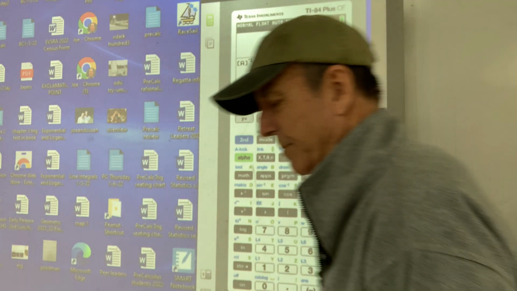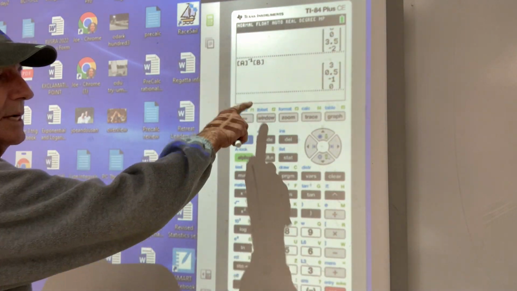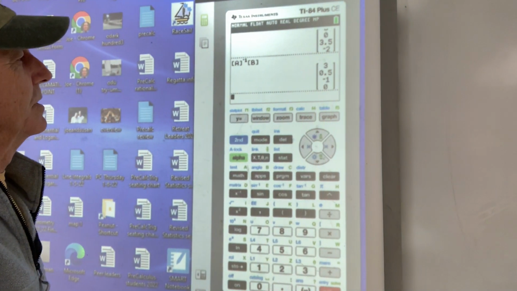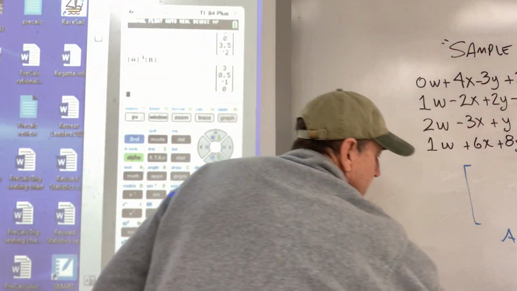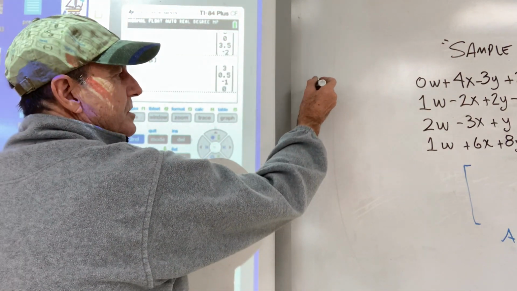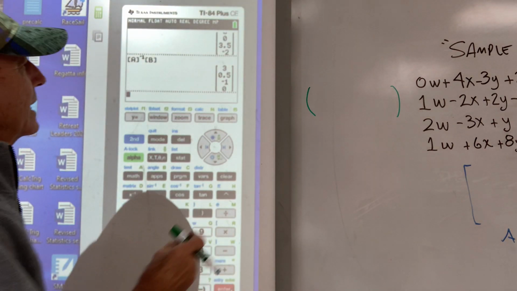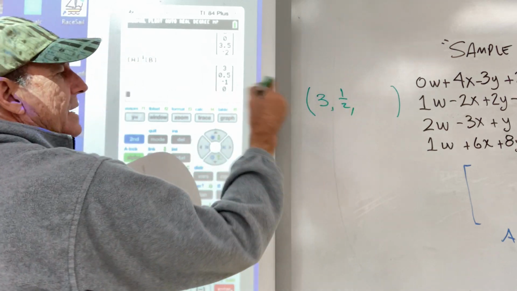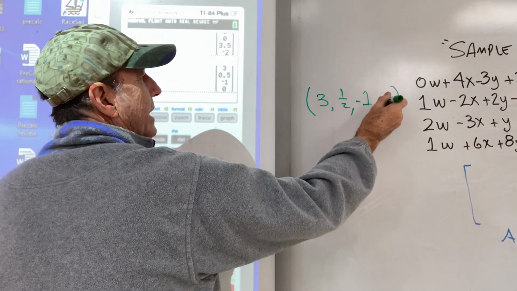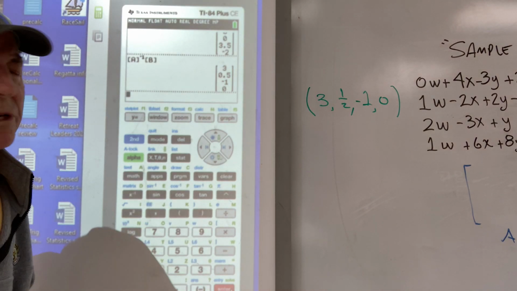Okay, so here's my A inverse and times my B, and I have the answer there. It looks like W is going to be... So again, they did ask us to give the solution as an ordered quadruple. So I got 3, I got a half, I got -1, and I have 0. So W, X, Y, Z, that would be the solution to that system.